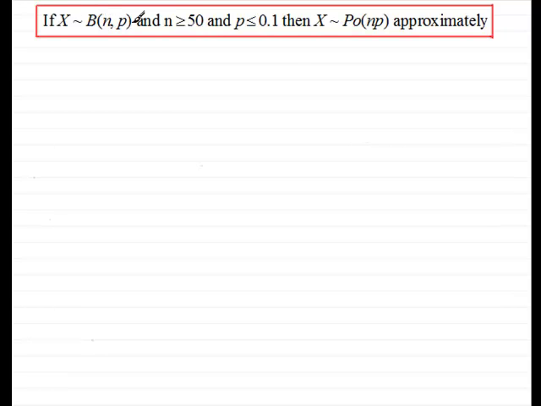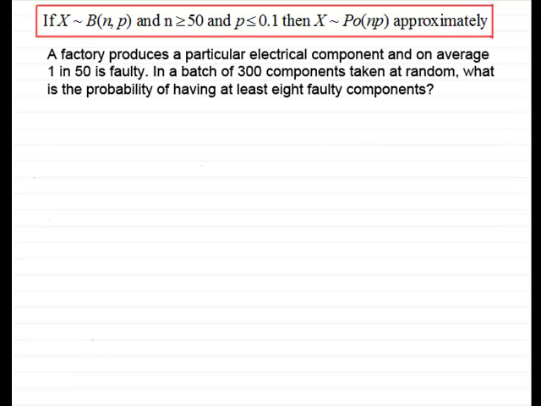Now, this particular approximation is useful in certain conditions, and it helps to simplify a calculation on the binomial distribution. What I want to do is show you a typical example that you can expect to get that uses this approximation. So here's the example. I'll just read it out to you.